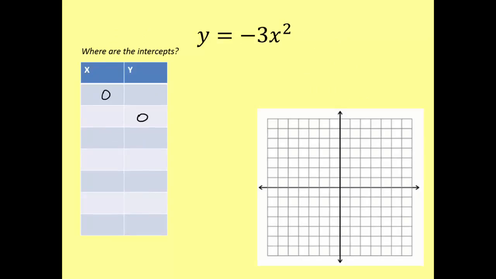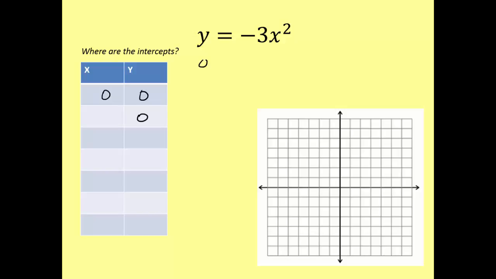Let's try to find those intercepts. So when x is 0, everything falls off and it's just 0. Now when you get 0, 0 for an intercept, that is both an x-intercept and a y-intercept. But sometimes that's not the only x-intercept.